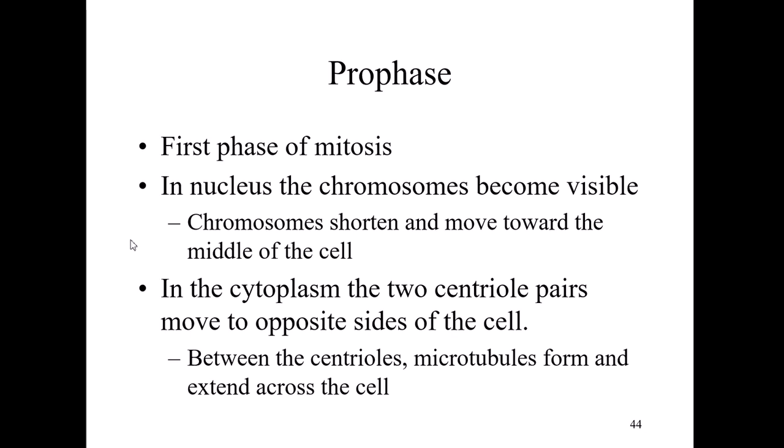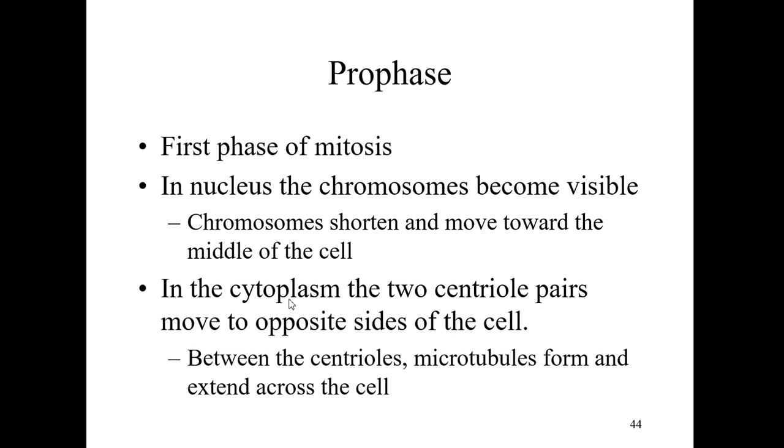So let's take a look at what's happening. In the nucleus, the chromosomes start to become visible. In part 2 of this lab, I discussed that in the nucleus, the DNA of a cell that's not dividing is called chromatin, and we really don't see it under the microscope. But in mitosis, in prophase specifically, the DNA turns into chromosomes and they start to become visible. We see them under the microscope. So the chromosomes become visible, they shorten, and they move towards the center of the cell.